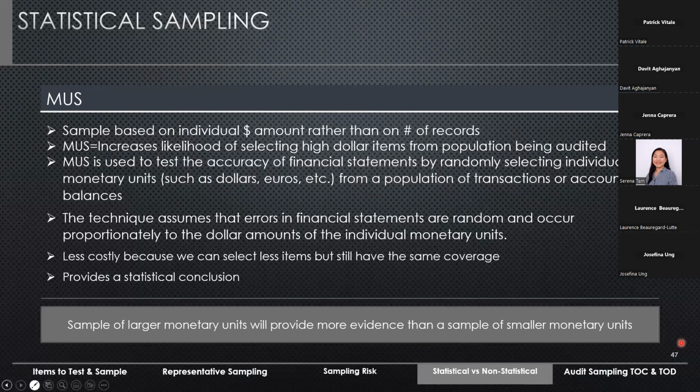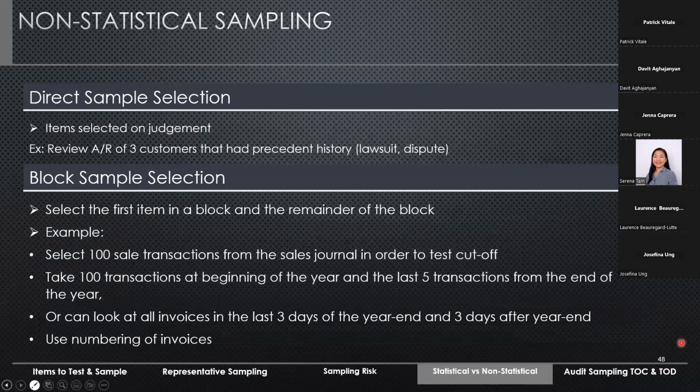Okay, straightforward. Now, there's non-statistical sampling. Items selected on judgment. You can say, well, I have 10 customers, and I'll just be double checking the invoices of 3 customers because they had a bad history. They haven't been paying me for the past 5 years, so I'm just going to select these 3. The other 7 customers should be fine.